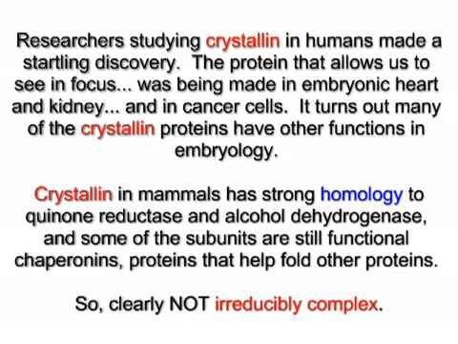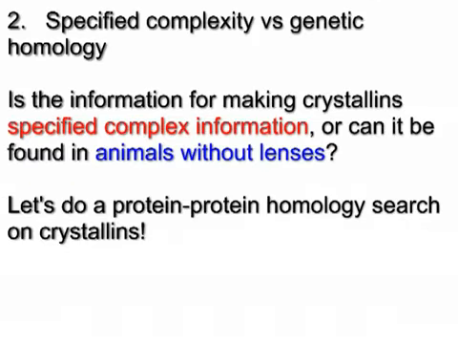Crystallin in mammals has strong homology to quinone reductase, an alcohol dehydrogenase, and some of the subunits are still functional chaperonins, proteins that help fold other proteins. So clearly not irreducibly complex. Specified complexity versus genetic homology. Is the information for making crystallins specified complex information, or can it be found in animals without lenses?